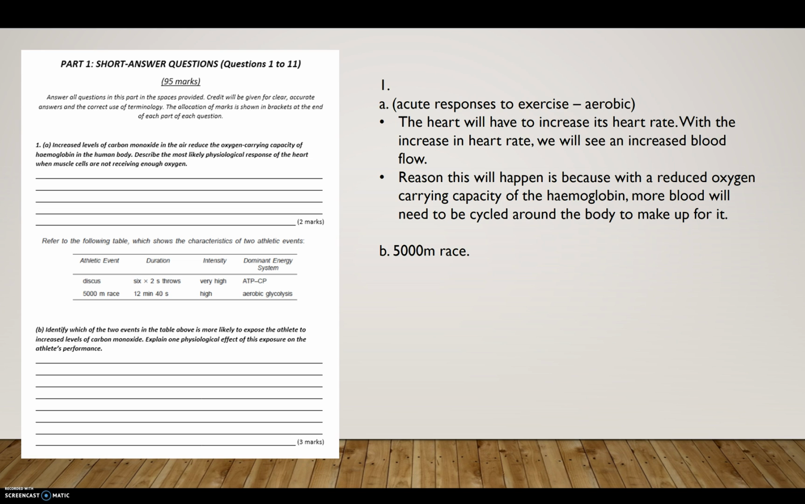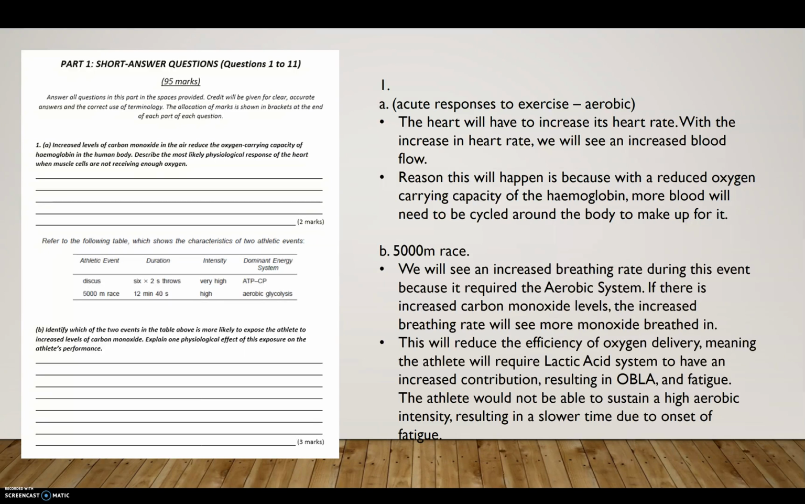All right, identify which of the two events in the table more likely exposes the athlete to increased levels of carbon monoxide. Explain one physiological effect of this exposure on the athlete's performance. One mark would just be to identify the event. So it's obviously the 1500 meter race. I think only one person got that right.